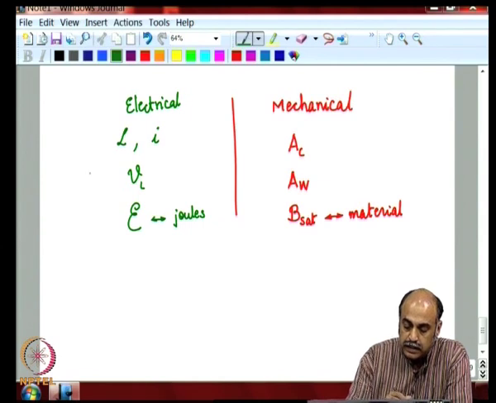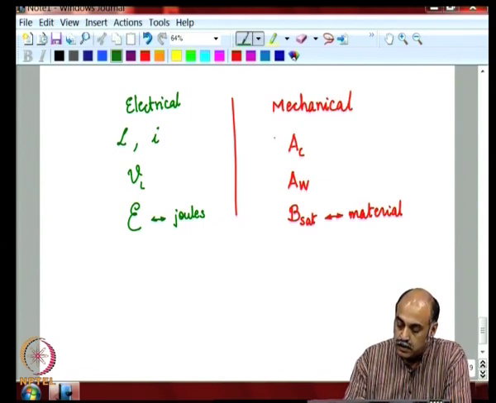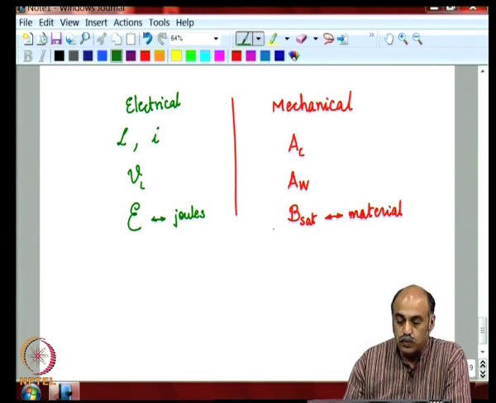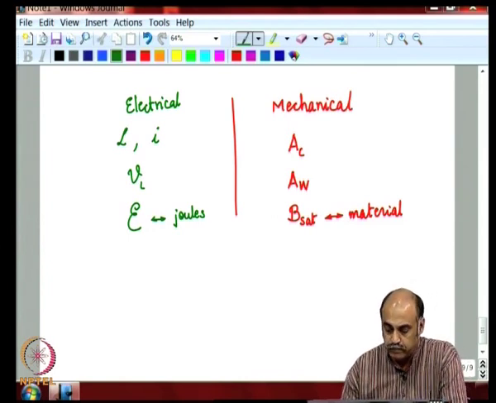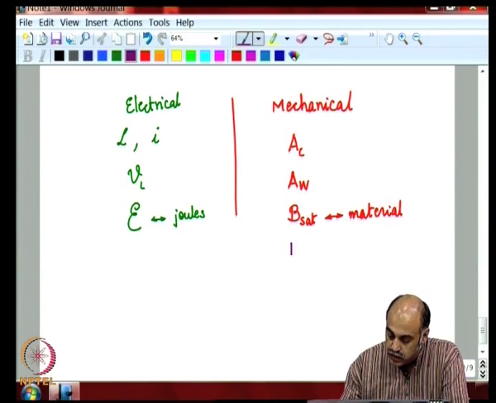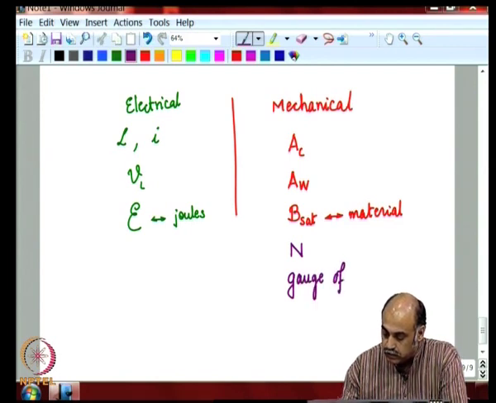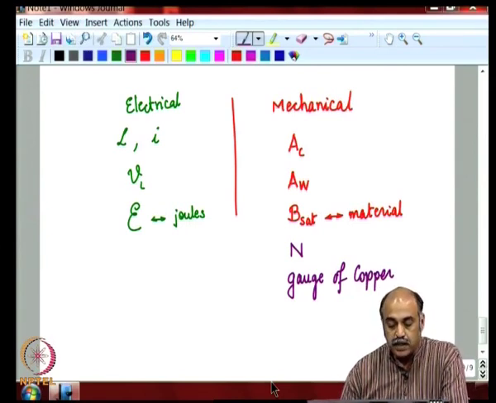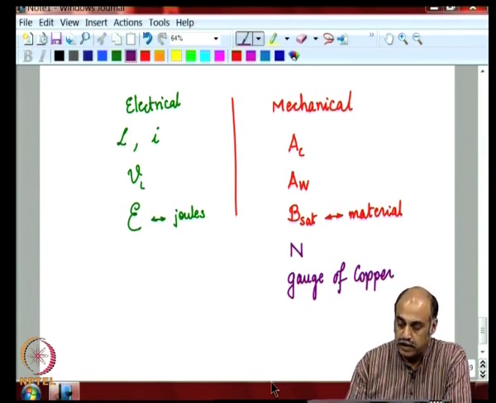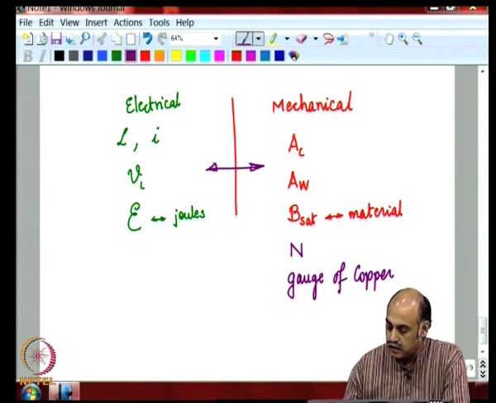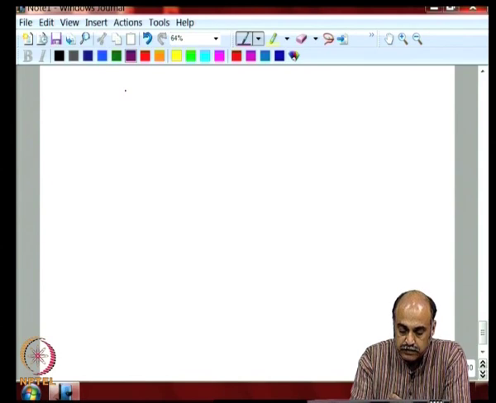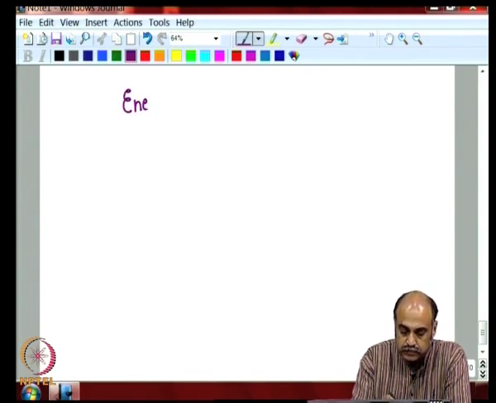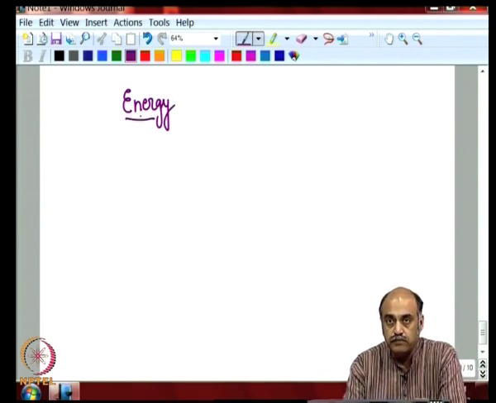Now, from the electrical parameters, we need to arrive at the physical parameters such that you can select a physical core for winding the material. Apart from this, we also need to know the number of turns and the gauge of the copper wire, that is, the thickness or the diameter of the wire which you need to wind. Now, these physical parameters we have to relate to the electrical parameters. So, first, from the electrical side we have the energy, which can be easily found out.